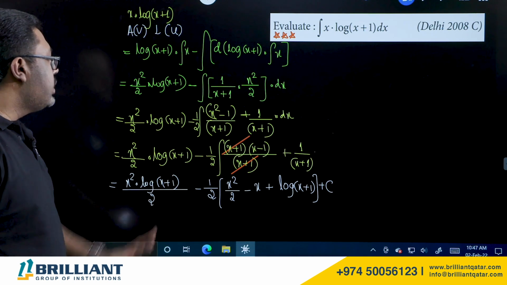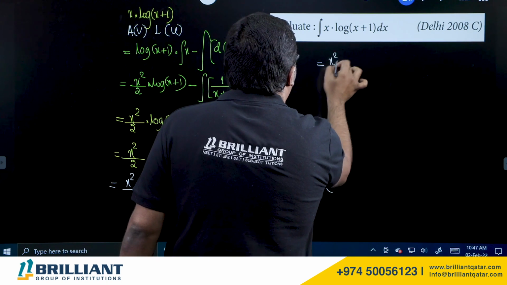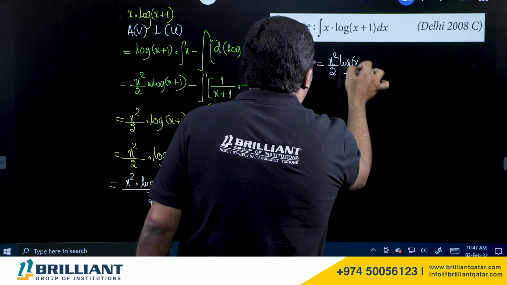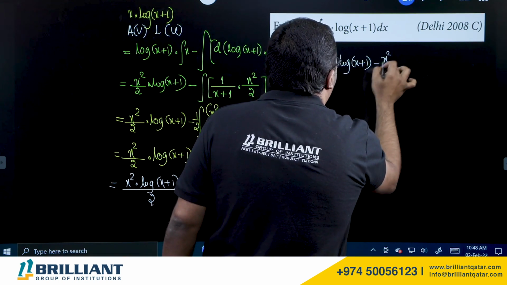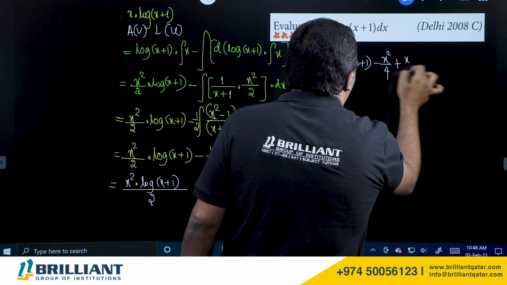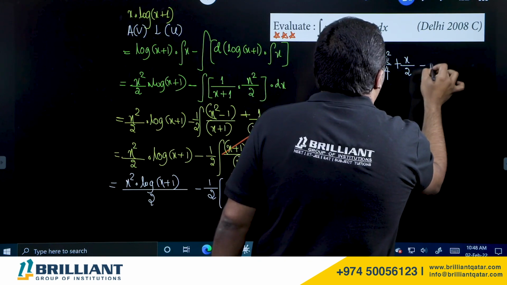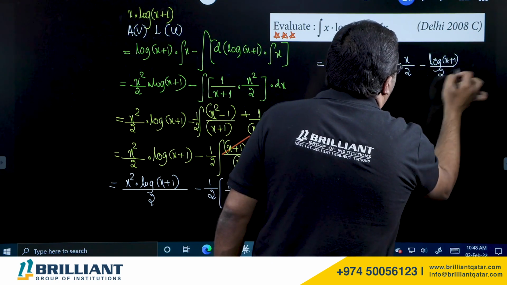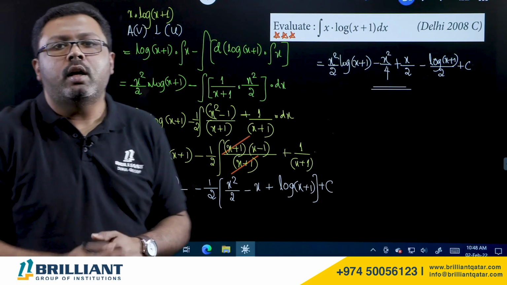Okay, we can write it in a more simpler form now. Okay, start writing. That is equal to x squared divided by 2 log of x plus 1, then minus x squared divided by 4 plus x by 2 plus x by 2 minus log of x plus 1 divided by 2 plus c. Finished. Answer done. This is your final answer for this integration.